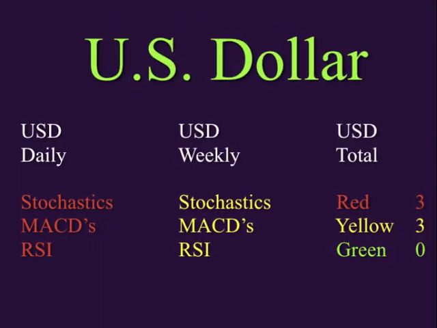And so, summing up the U.S. dollar, we analyzed the daily chart and the weekly chart. Over on the daily chart, we found the stochastics, the MACDs, and the relative strength index were all negative. We gave them a red mark. Over on the weekly chart, we found that the stochastics, the MACDs, and the relative strength index were all neutral, so we gave those all yellow marks. So in total, we've got 3 red marks, 3 yellow marks, 0 green marks for the U.S. dollar.